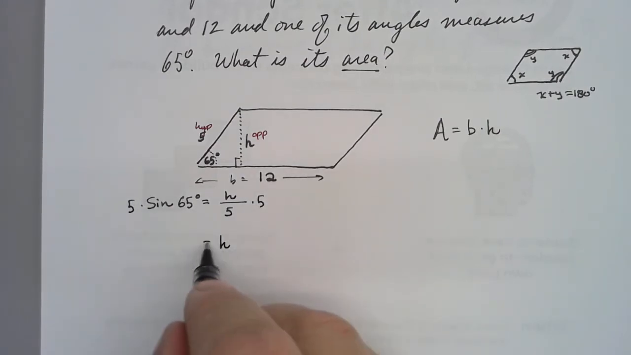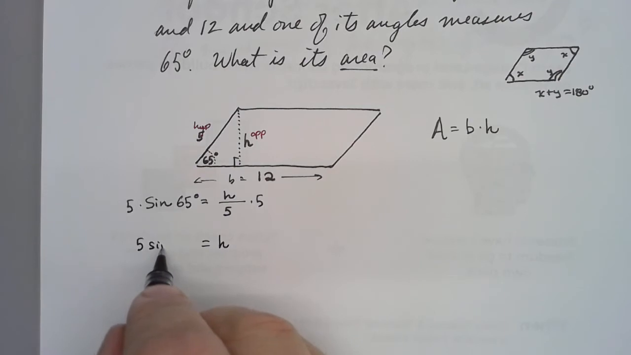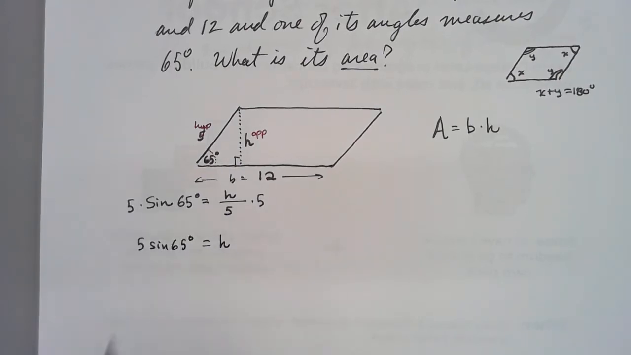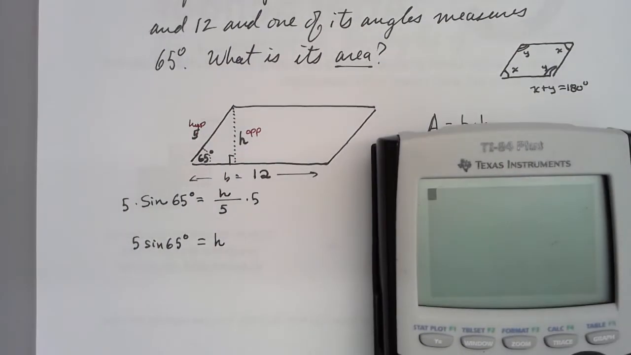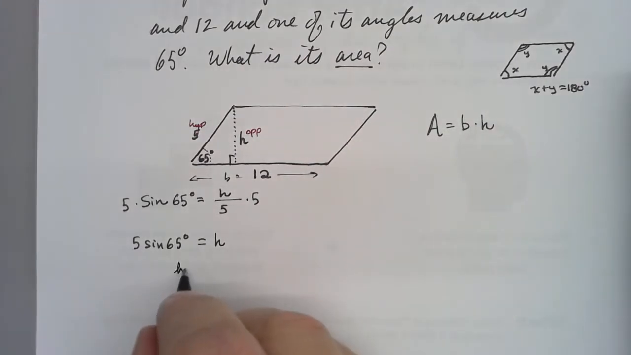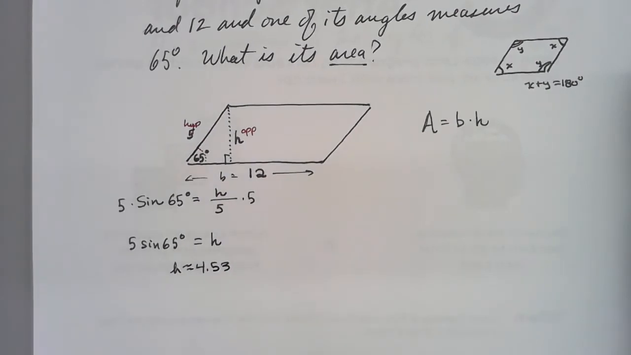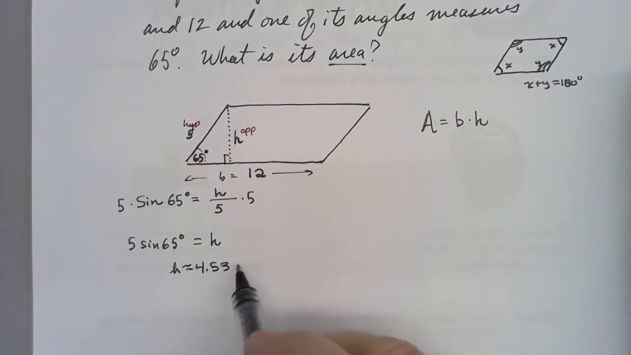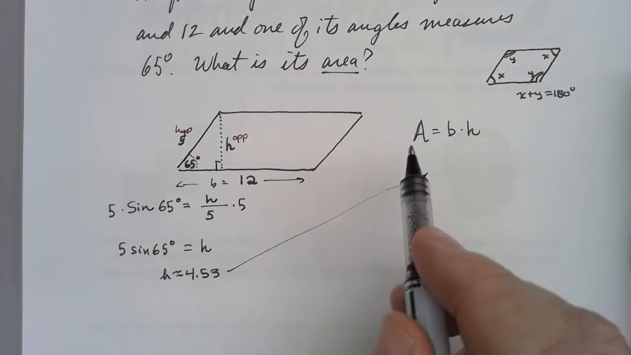So I'll get the height is 5 times whatever the sine of 65 degrees is. And if I ask my calculator what 5 times the sine of 65 is, it says 4.53. So the height is around 4.53. There's no units on this, so it's just 4.53. And then we can bring this over here and use this to answer the question.